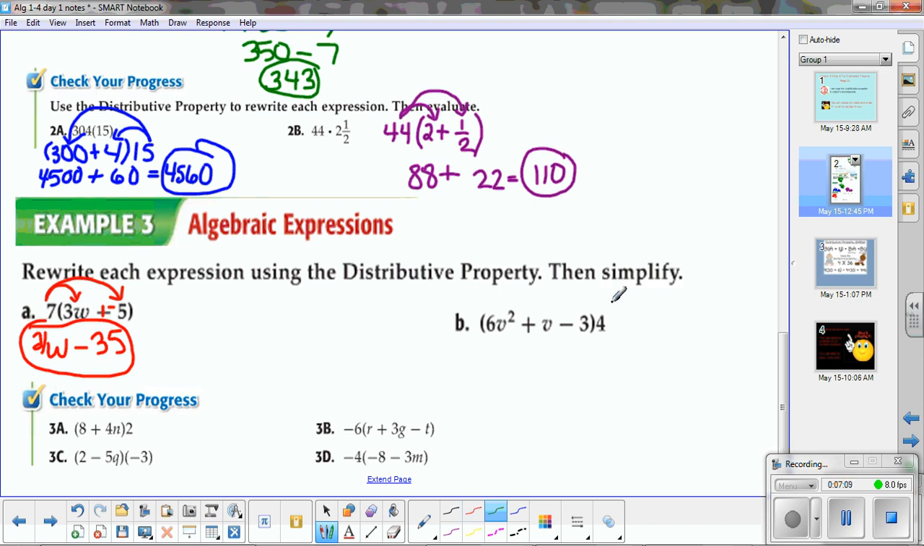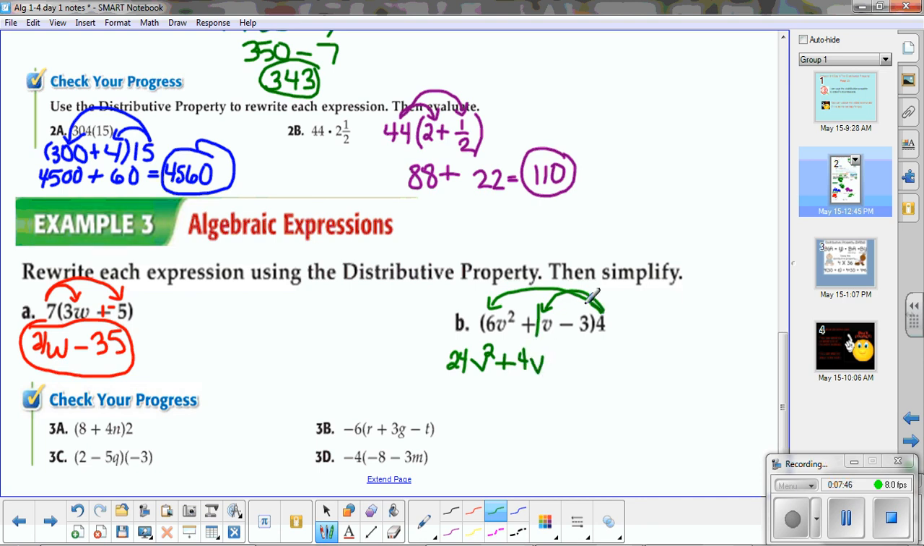Next up, this time they have the number on the outside to the right instead of to the left, but we're still going to multiply everything in the parentheses by that 4. 4 times 6v squared. 4 times 6 is 24, so it's going to be 24v squared. And then 4 times v, that's a 1v. 4 times 1v is 4v. And since it's positive or plus, we're going to write plus 4v.